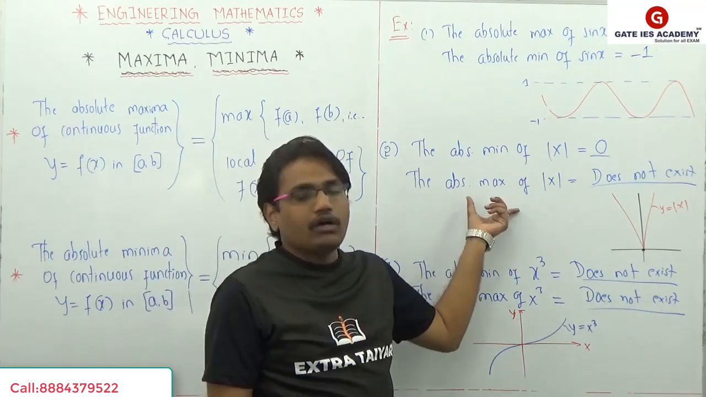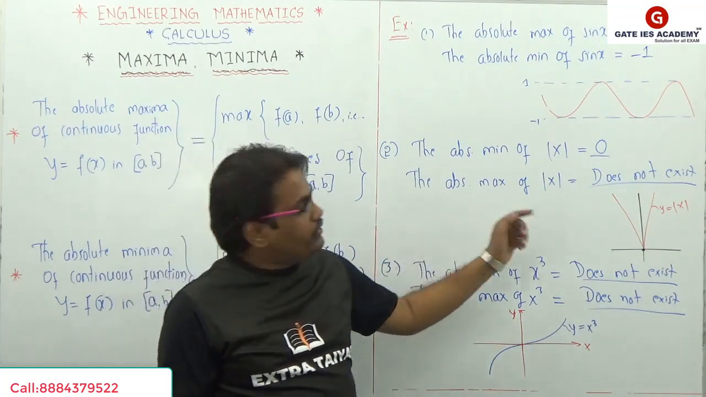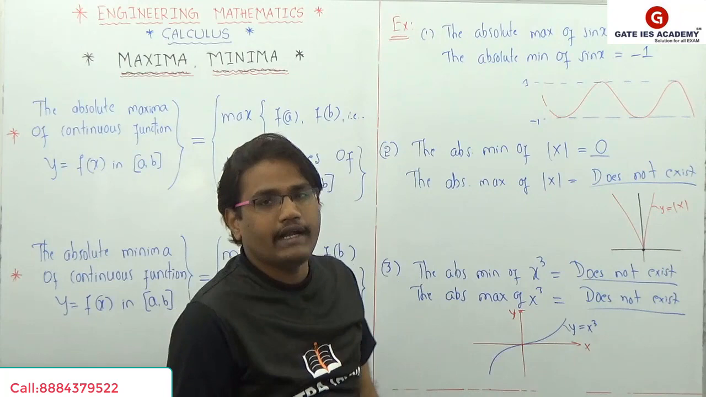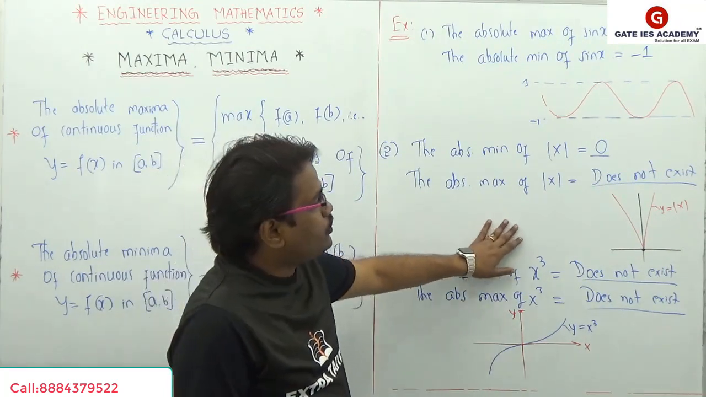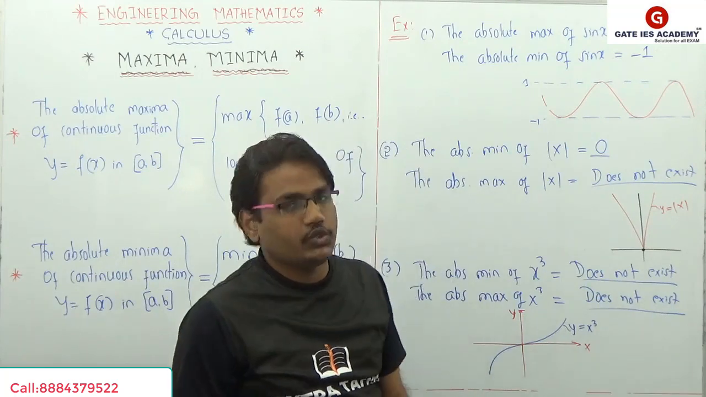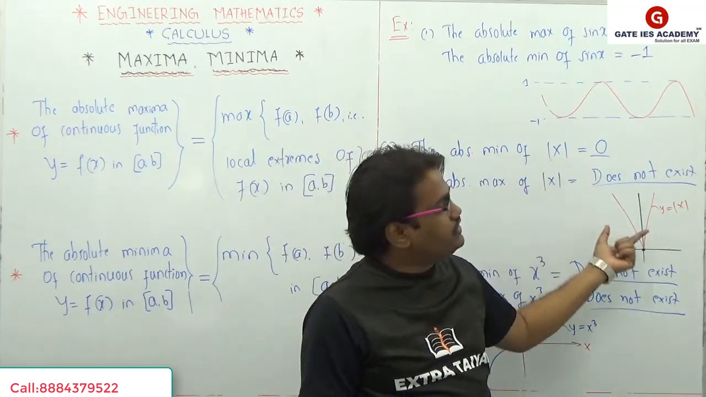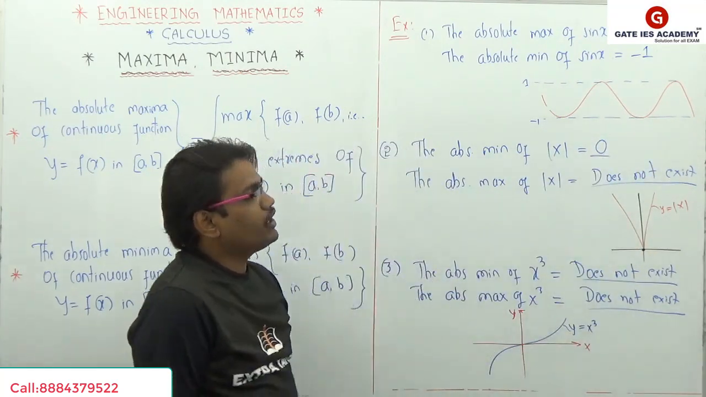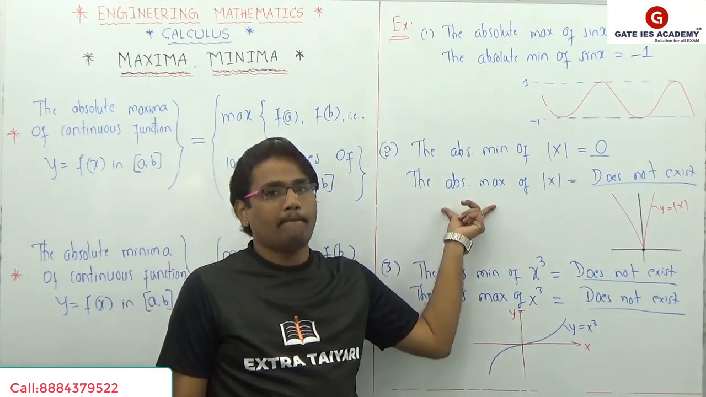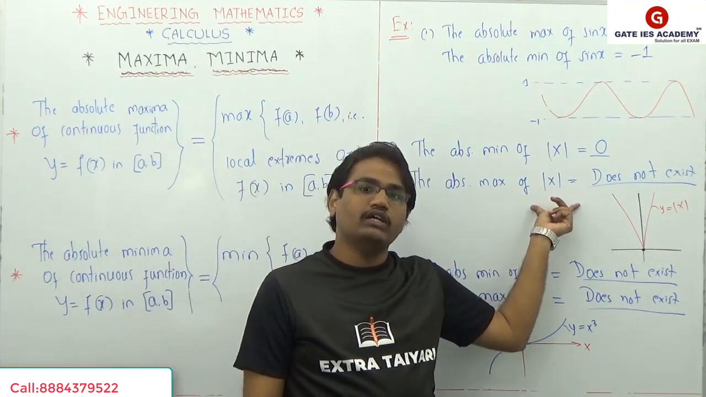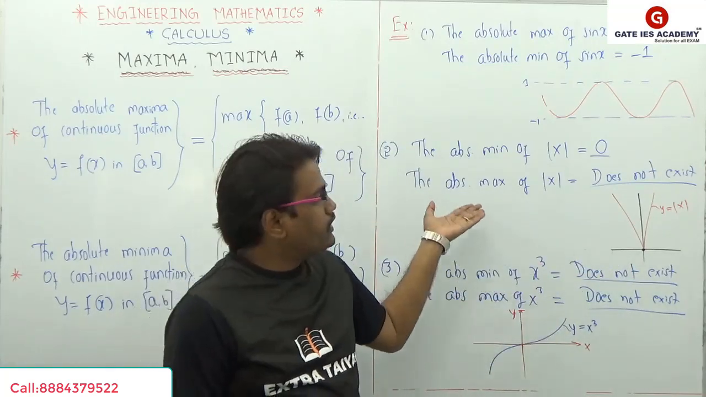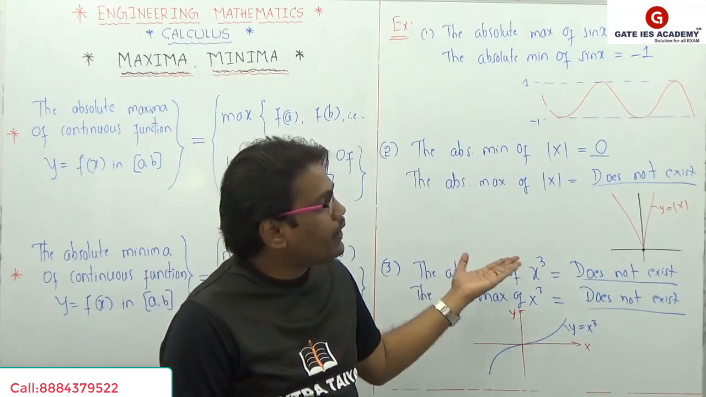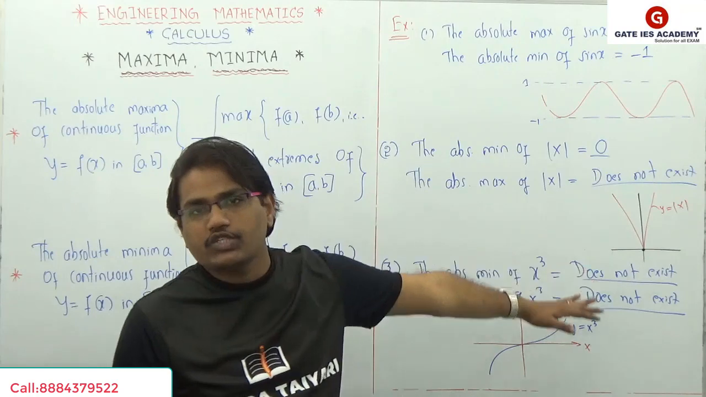Now what about mod x? We know the mod x curve is this one. So where is the function going to the minimum value? At x equals 0. At x equal to 0, what will be the value of y? y is also 0. So absolute minimum of mod x is 0. Where is the absolute maximum? It goes on to infinity also. So you cannot find the absolute maximum for this one, because if I put x equal to 10,000, then y takes 10,000 value. If you put x equals 1 lakh also, y will be 1 lakh. Like that.